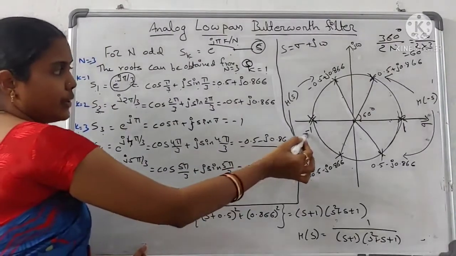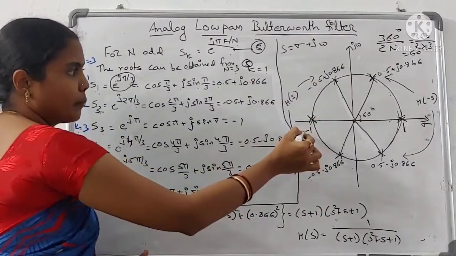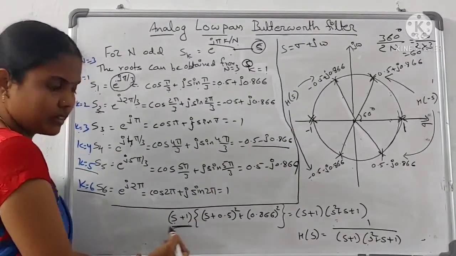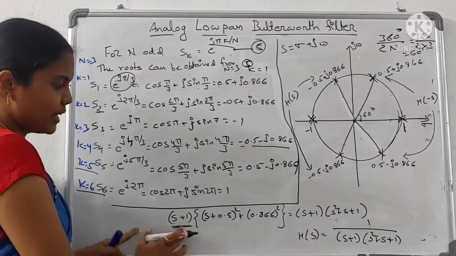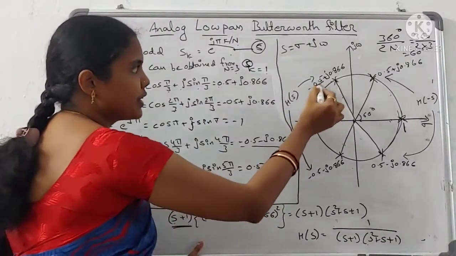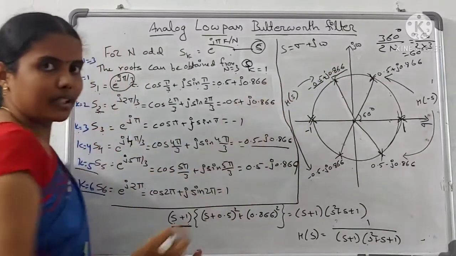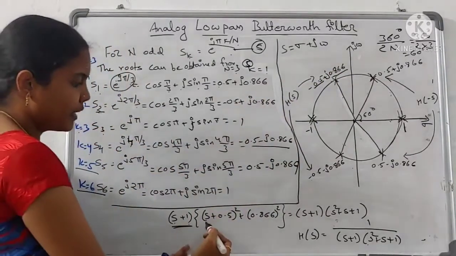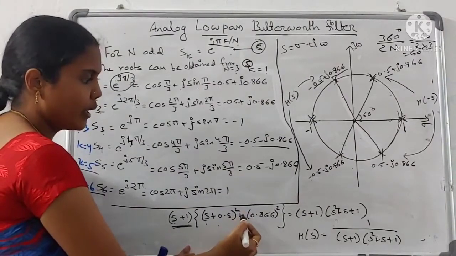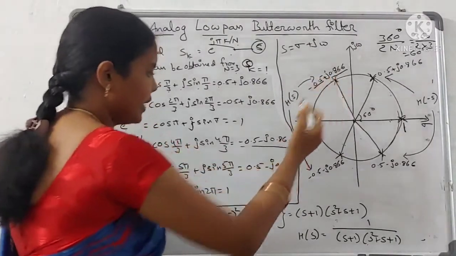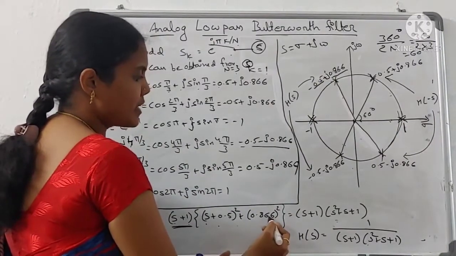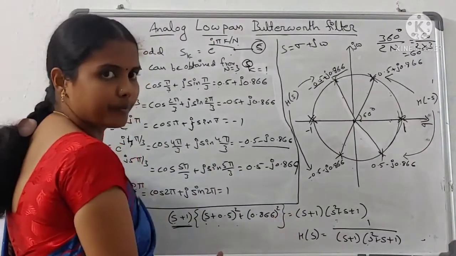How? It is in the S plane, the pole is minus 1, you can write it as s plus 1. Okay, so this is the s plus 1 pole. Next, the other pole is what? This is the real part and this is the imaginary part. So for the real part, you have to write it as s plus 0.5 whole square, plus, removing that j, 0.866 whole square.